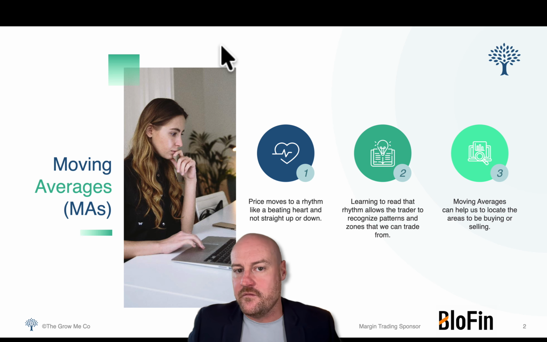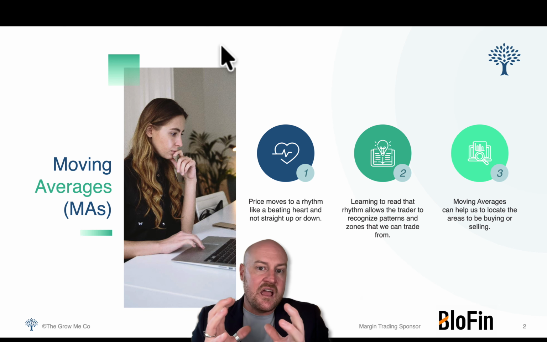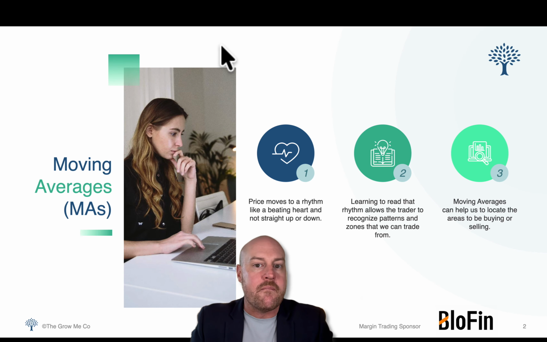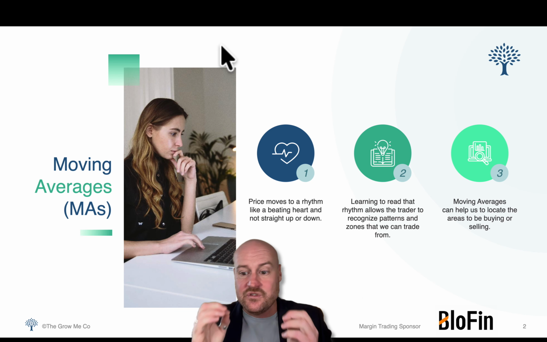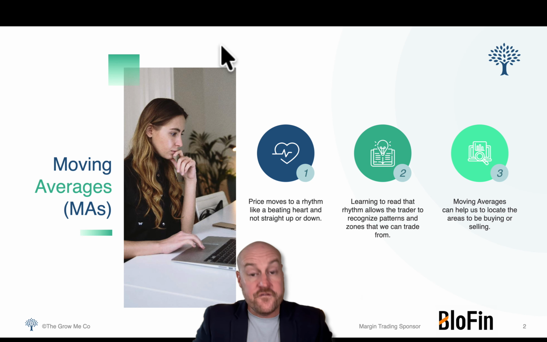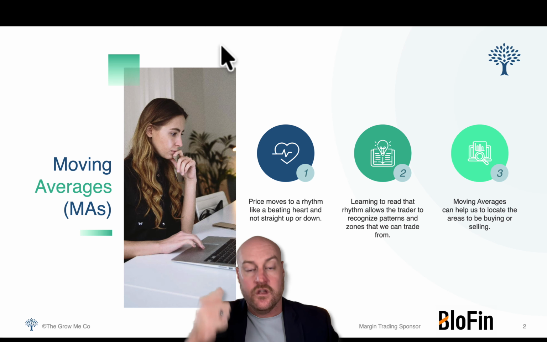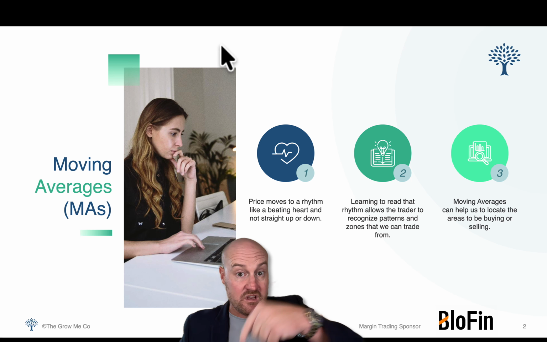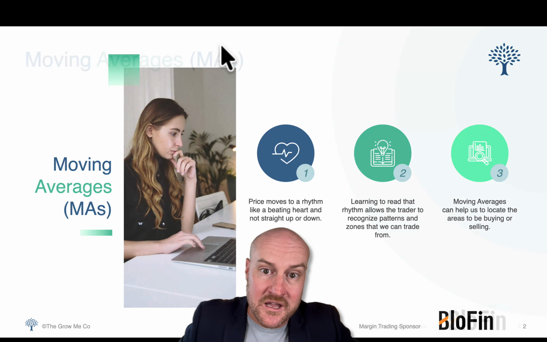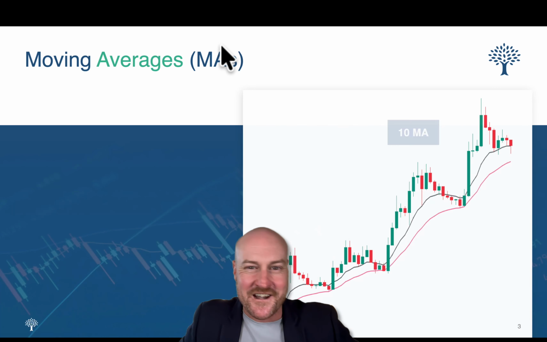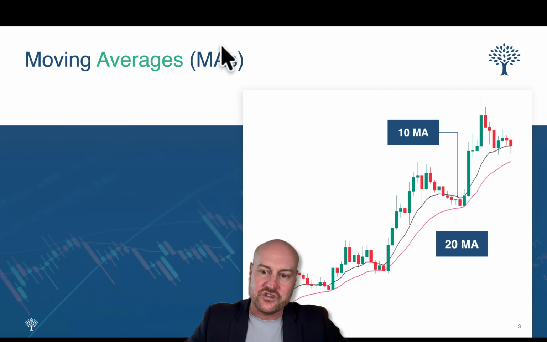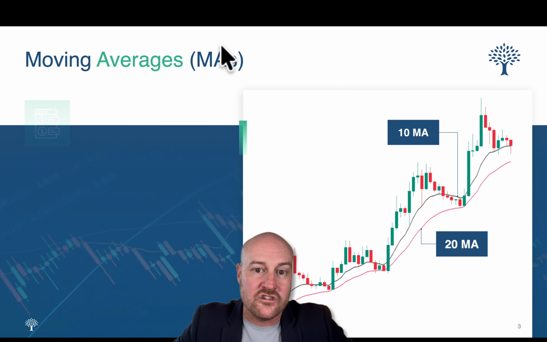Learning to read that rhythm and understanding how price action operates with the moving averages, and where the high probability outcomes come from, is absolutely crucial. For me, and for what you're going to learn, moving averages provide me with a buy zone and a sell zone. A buy zone for going long naturally, and a sell zone for when it's time to be shorting the market. Now, I'm going to show this to you in a live market scenario in just a moment, but I'm going to first of all show you the two moving averages that I actually use.